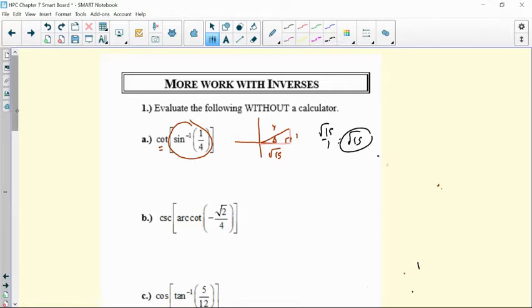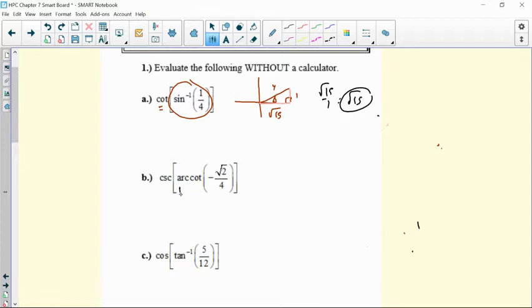Okay, so part B, same idea. Start on the inside. Arc cotangent is negative. So remember, the geography of arc cotangent being negative puts you in quadrant 2. So now you're over here, and you draw the cotangent ratio, so negative root 2 to 4. Remember, it's adjacent over opposite. And so even though that's our theta, that obtuse angle, find the hypotenuse. So root 2 squared is 2, plus 4 squared is 16, so 2 plus 16. So the hypotenuse is root 18, which I know I can simplify.